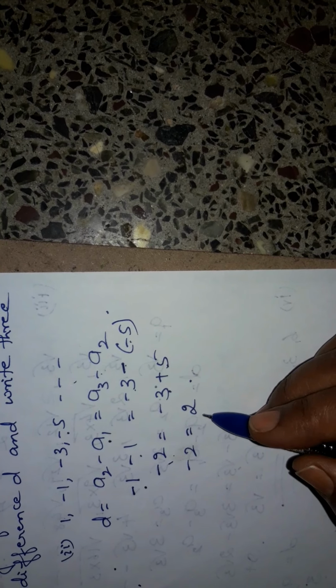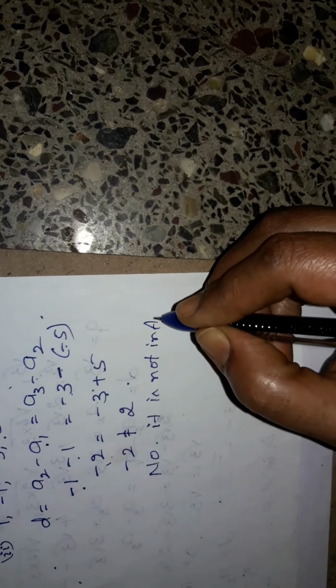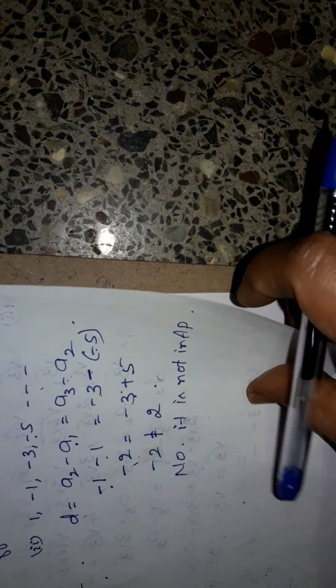Oh, here we did one mistake. See here, A2 is minus 1. Correct. So minus 2 is equal to 2. It is not possible. No, it is not in AP. So we no need to find out next 3 terms.